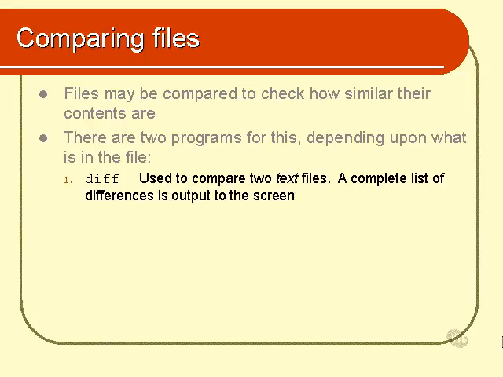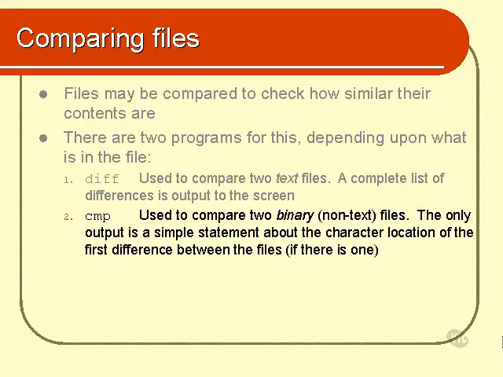The second program is called cmp, which is short for compare. And that's very similar to diff, except it will compare binary files, not text files. It will compare text files as well, but it's mostly used for binary files because with text files we have a much better tool called diff. cmp only gives us one line of output. It gives us a simple statement about where the files are different. It gives us the character location within the files where they start to diverge. They may be divergent from the very first character in each file, or they may be entirely identical, in which case you'll get a message telling you that.